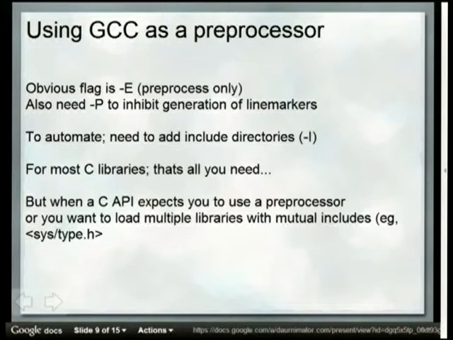So obviously to automate it, you have to add include directories. And for most C libraries, that's what you need for function definitions. But when a C API expects you to have a preprocessor and be writing in C, it can get quite a bit more complicated. A lot of headers will themselves include sys/types.h. And then if you preprocess two different files, they both get all of the sys/types.h headers, and then you have redefinition errors, which is very annoying because you write one library using the FFI and it works great by itself. You write another one, it works great by itself. Put the two together, you get all sorts of redefinition errors. Really bad.